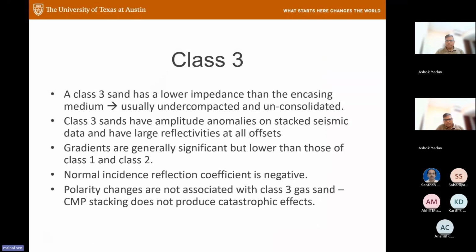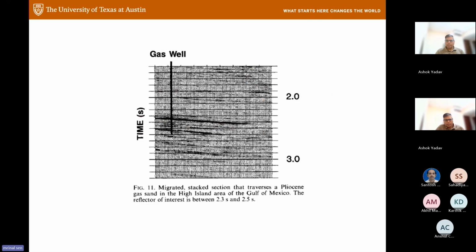Class 3 is what became the most popular because it has lower impedance than the encasing medium. So then you have amplitude increasing with offset, becoming more and more negative. And even after stacking, you don't see a catastrophic effect because they basically stack up in phase. So you can see very bright reflections, and this is one such data. This is a gas well, and you can see beautiful bright reflection in the stack section. This is from High Island area of Gulf of Mexico.